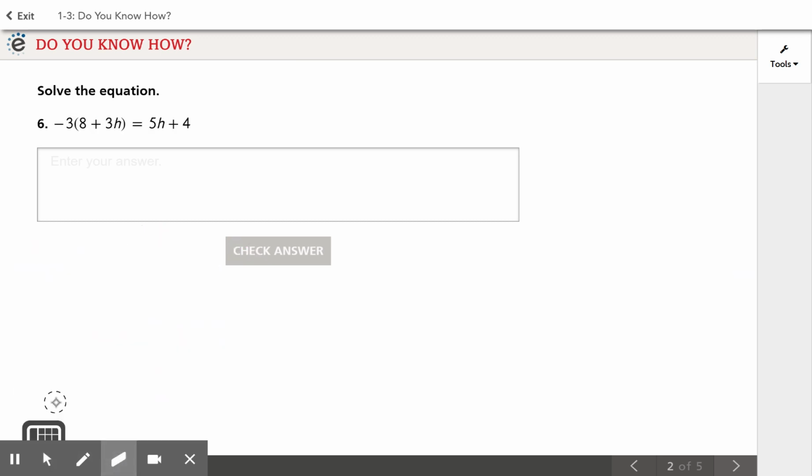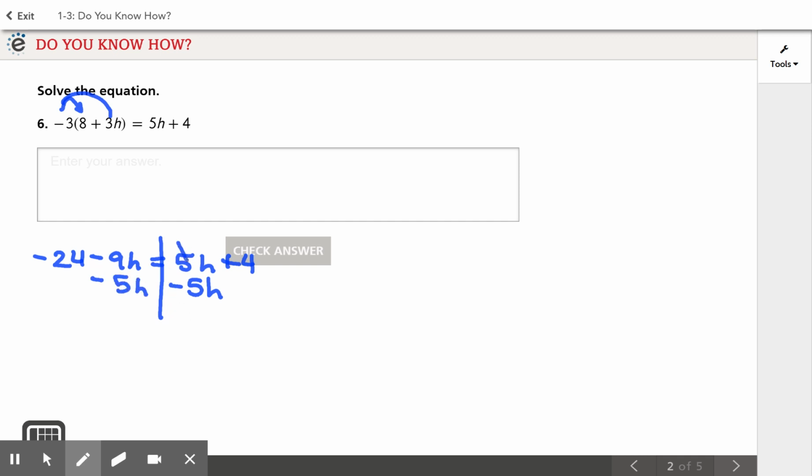All right, for number 6, same idea, distribute, but now it's a negative sign. Be careful. That's really a negative 24, and then that's really a minus 9h. Nothing to the right-hand side. Minus 5h on both sides.